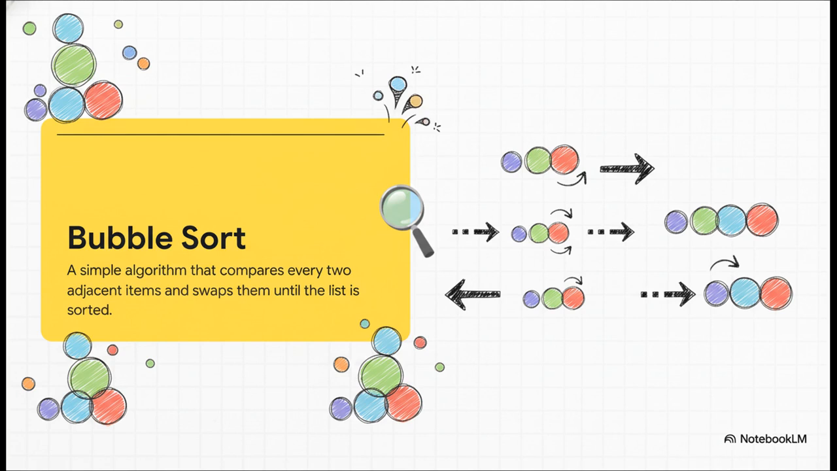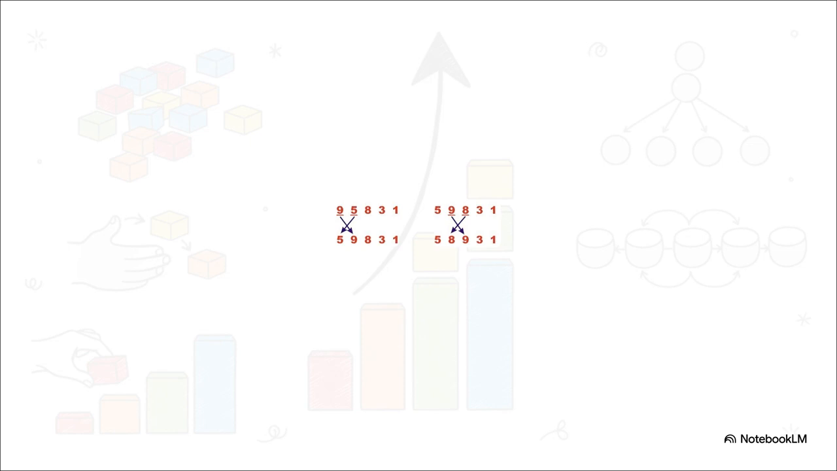It's incredibly simple. The whole idea is just to look at two items right next to each other. If they're in the wrong order, you swap them. Then you just slide over one spot and do it again, and again, and again, all the way to the end. Okay, so check this out.